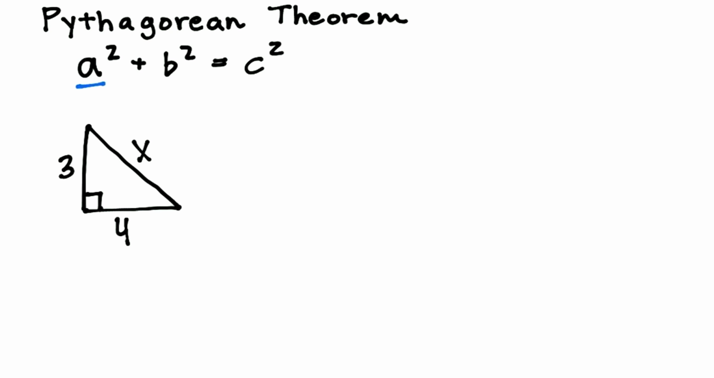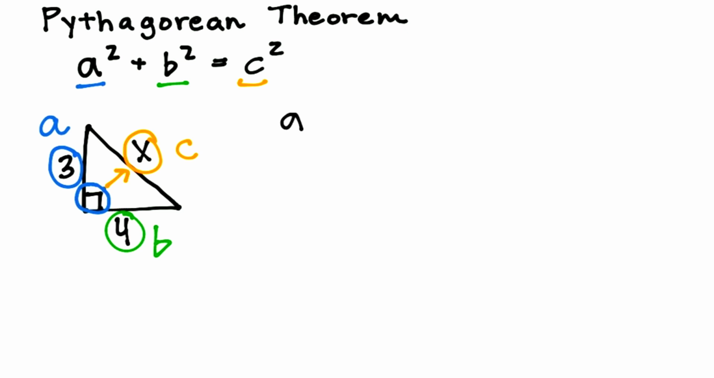So the first thing you want to do to solve these types of problems is to label A, B, and C on the triangle. So A would be either 3 or 4, so it's one of the two sides touching the right angle. So you could label either one. And then B would be the other one that you didn't label as A. And then C is going to be the hypotenuse. And so that is the side of the triangle that's as far away from the right angle as can be.